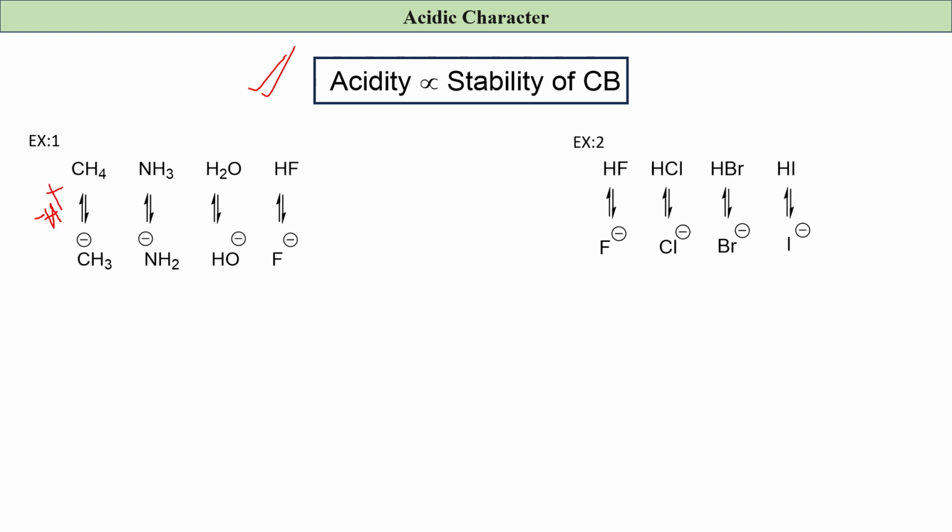When you are releasing one H plus, you are getting CH3 minus. Similarly, when you are releasing one H plus, you are getting NH2 minus. When you are releasing one H plus, you will get OH minus. Here you will get F minus. Okay, so which one will be more stable?